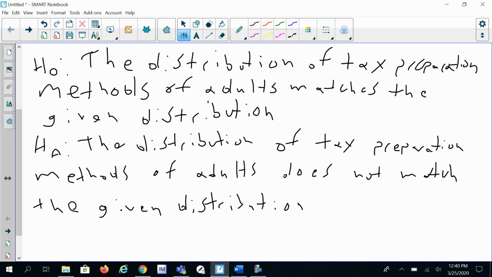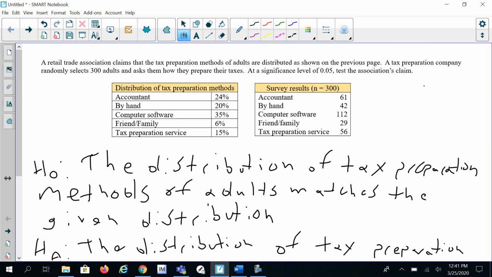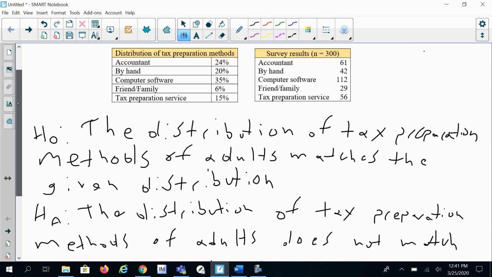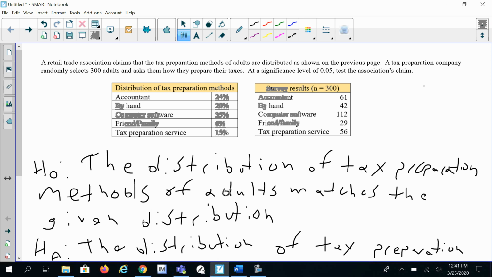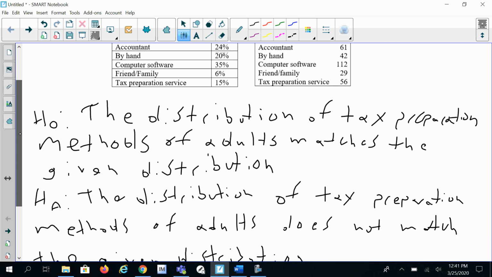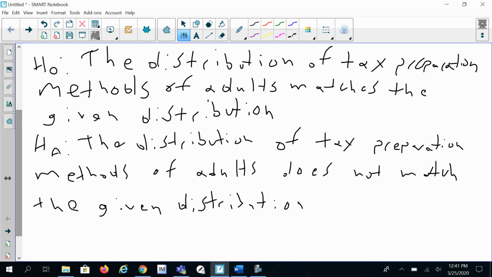So H0 is always the distribution matches. HA will always be the distribution does not match the given one, meaning that at least one of them is off. Okay, so we are done with step one. H0 and HA is done. So after H0 and HA, we move on to our test statistic. This test only has 5 steps because we take out the parameter step. However, the next step can take a little bit of time. The test statistic is arguably one of the longest to actually calculate, unfortunately for us.